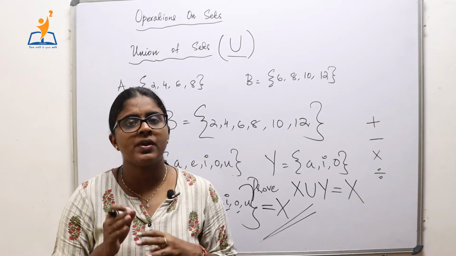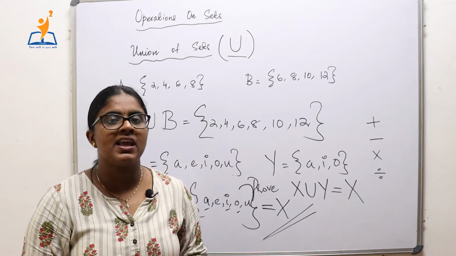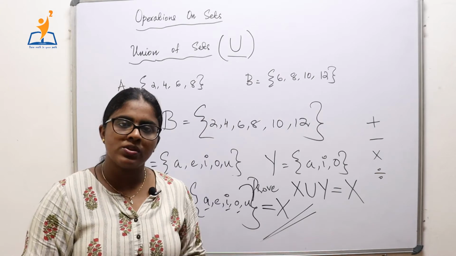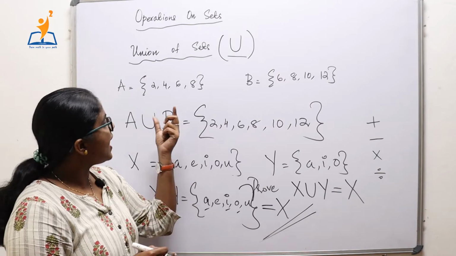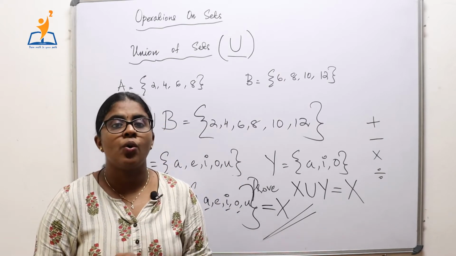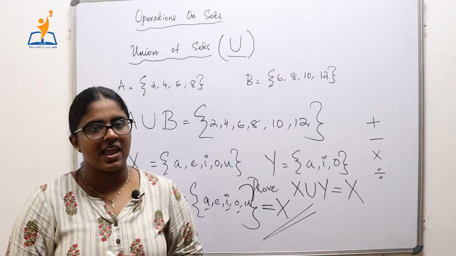So I hope it is clear what the union of two sets is. It is simply the collection of all the elements from both the sets. So in A union B there will be every element of A and every element of B, but no other element from outside these sets. So that's A union B.